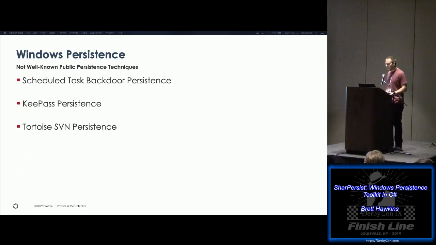Some not as well-known public persistence techniques. First, scheduled task backdoor. Basically, you can backdoor an existing scheduled task to execute an additional action. Another one is KeePass persistence. You can basically use a user opening their KeePass database as a persistence trigger. And the other one is Tortoise SVN persistence. Tortoise SVN is a common Windows client used for interacting with SVN repos. With that one, the persistence trigger is basically any time they try to interact with the SVN repo with that client, you can have that trigger your payload. These three are all included in the initial release of SharPersist, but these ones are not as well known.